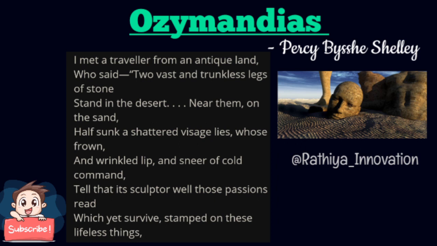So from these seven lines, we can know a few things about the statue carved by a sculptor, and the sculptor who knew very well about the person who belongs to the ancient period, that is the ruler. Through the knowledge of the ancient ruler's character, the sculptor carved a statue in the desert.